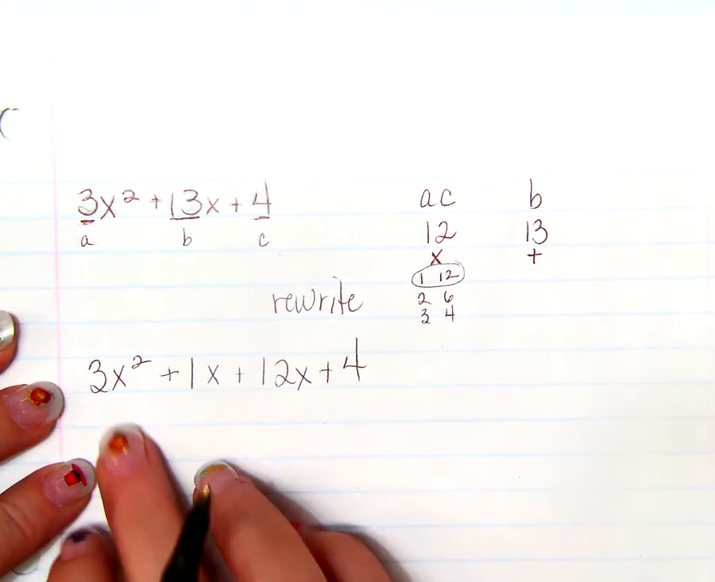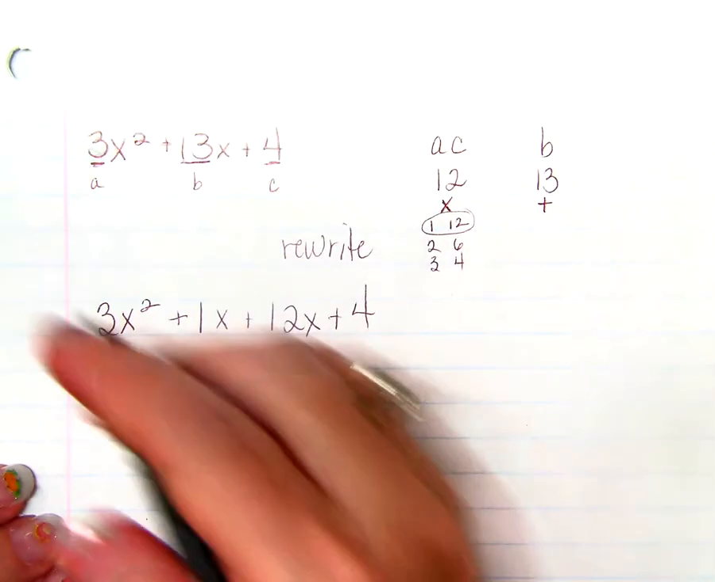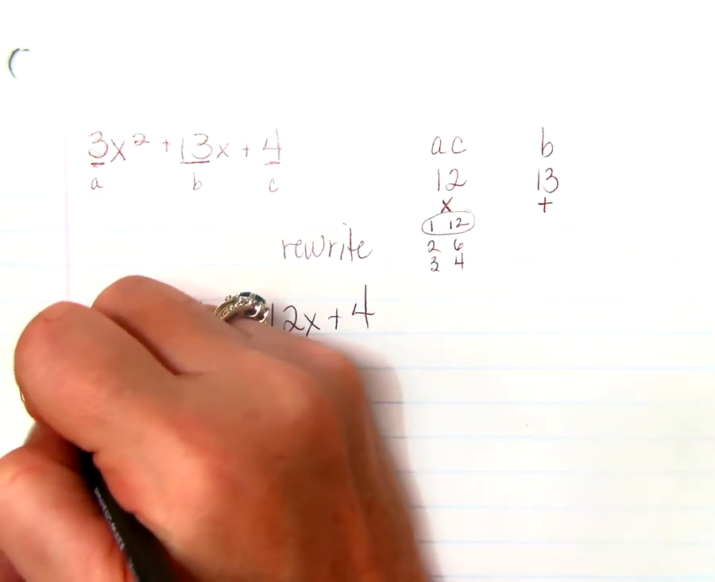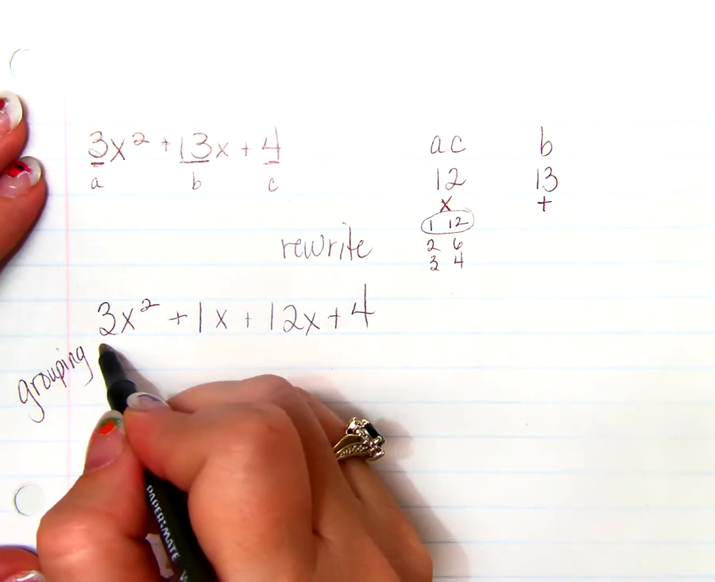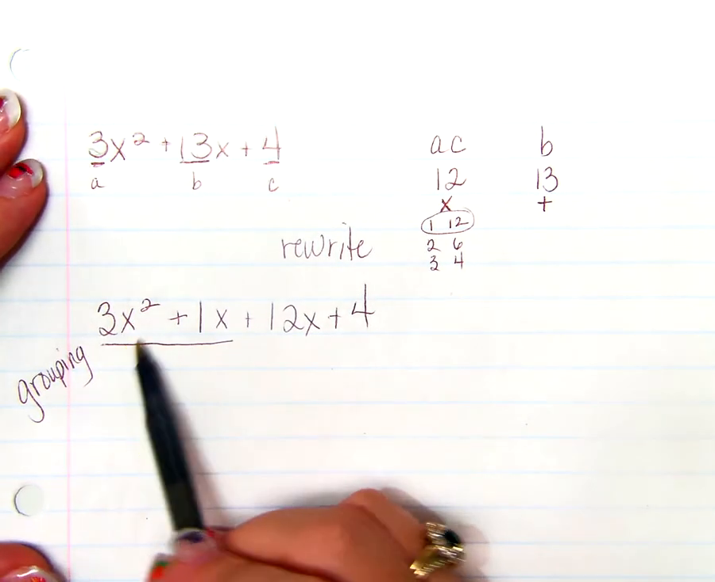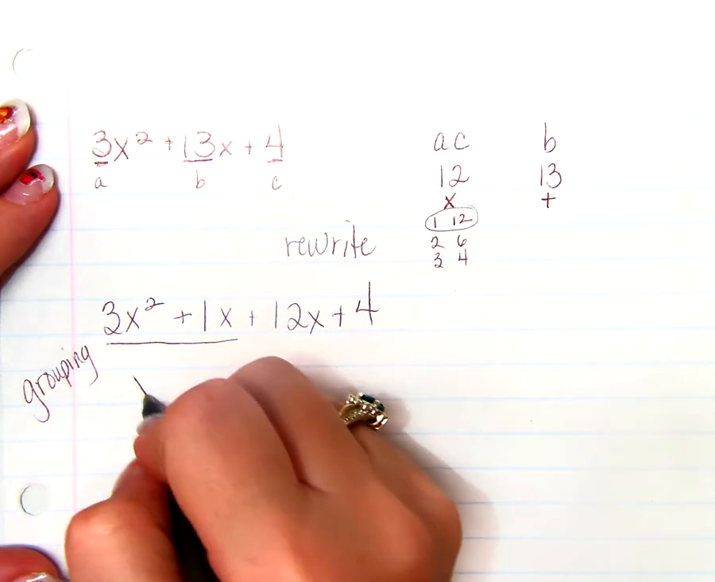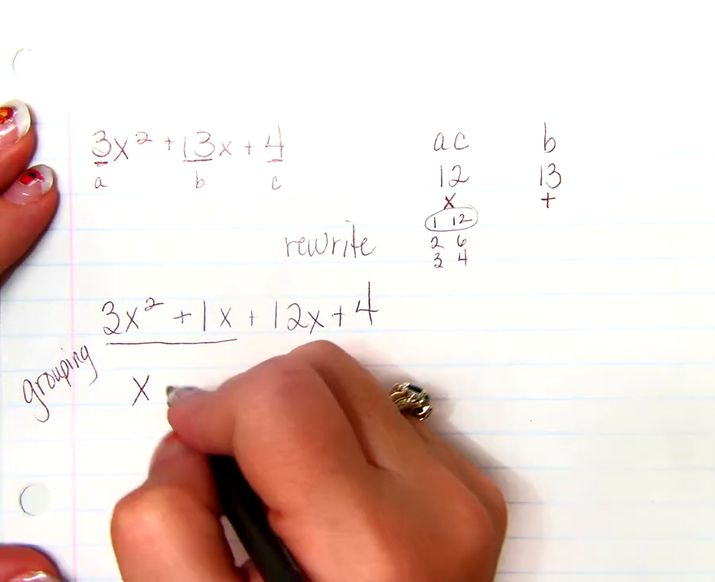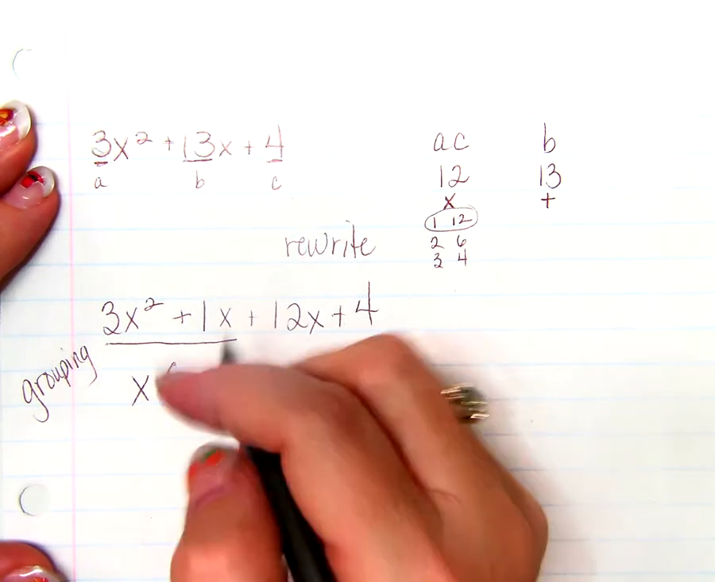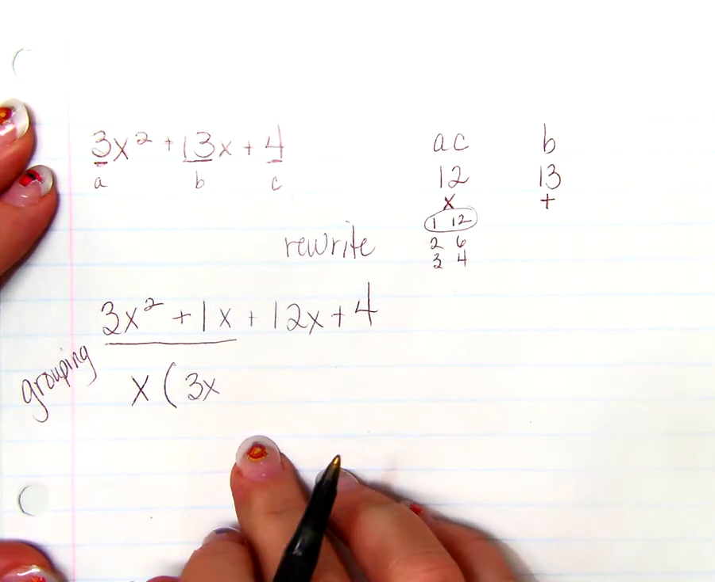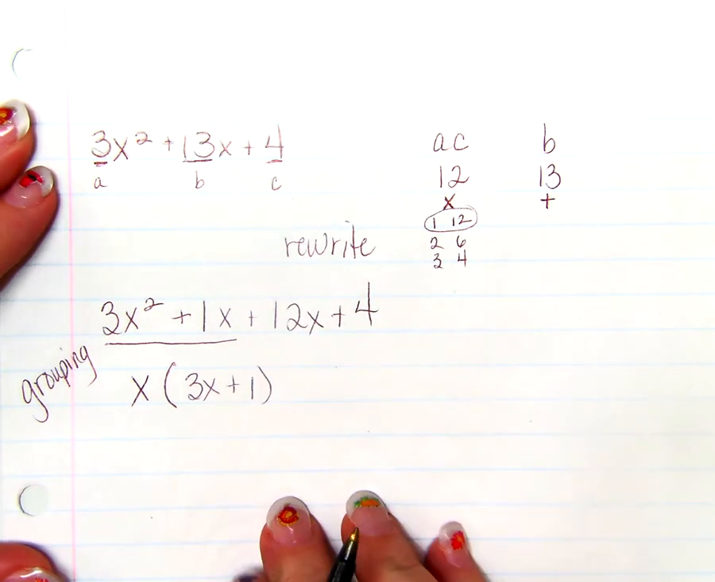Hopefully you recognize this as a polynomial with 4 terms, and we can factor this by grouping. So just look at the first two terms. What do the first two terms have in common? What are they both divisible by? X. What am I left with if I divide 3x squared by x? I'm just left with 3x. What's left when I divide 1x by x? I'm just left with 1.